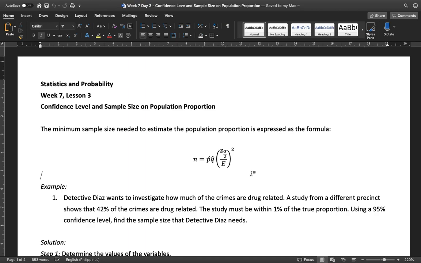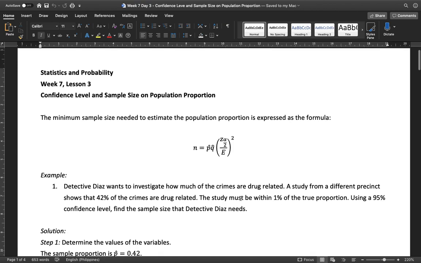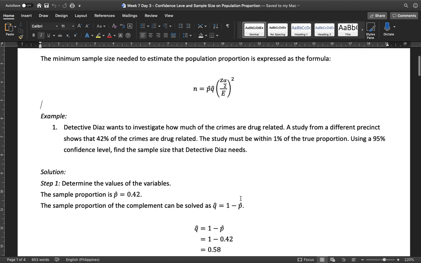Di ba meron yung formula na E equals something something? We just solve for n there and we can come up with this. So, ang goal naman natin, malaman kung ano yung sample size na kailangan natin to estimate the population proportion. So, let us take a look at how we're going to do that with an example.